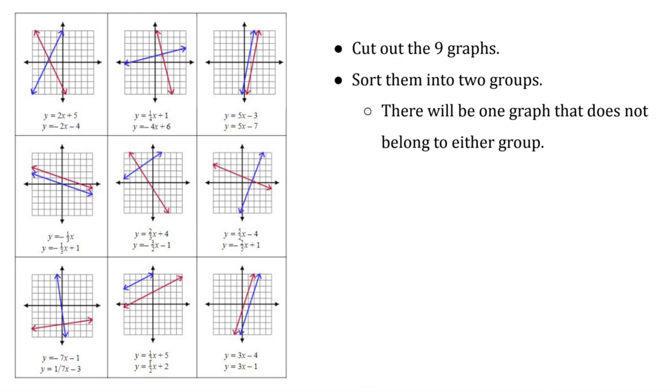All right, so here's a video for note 7-3, which is parallel and perpendicular lines. So the first thing I had you do is take these graphs and sort them into two groups. And then there's going to be one graph that does not belong to either group. So on the next slide, we'll talk about what groups these were sorted into.